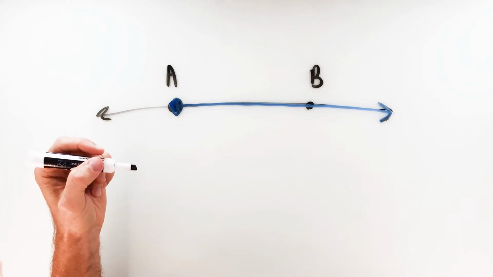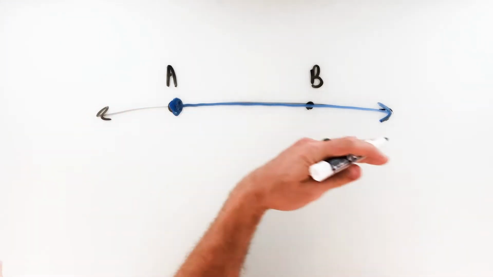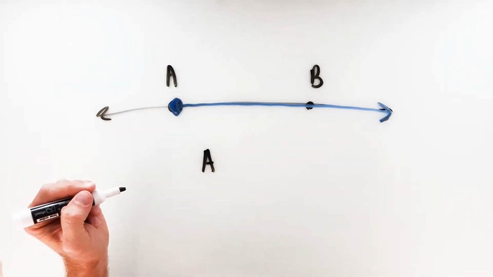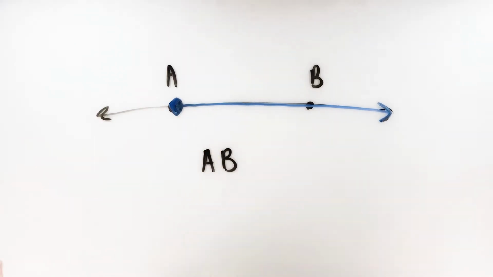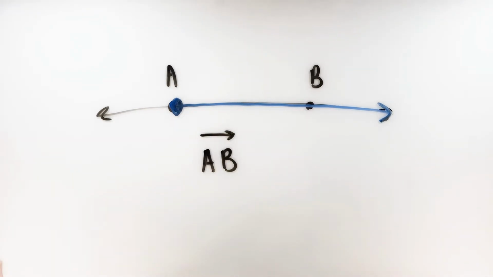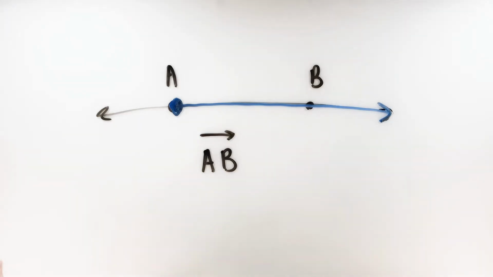Now, notation to name a ray. We're again going to use 2 points on that ray. We're going to start with the endpoint, so in this case, we're starting with point A. Take a point in the direction of that ray that goes on forever, and we're going to draw a little ray on the top. So this is the notation. The endpoint goes first, and then the direction of that ray.